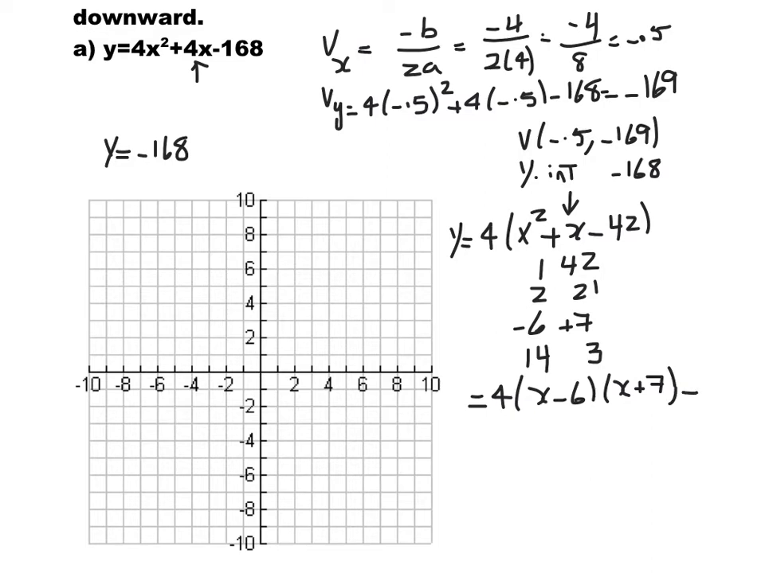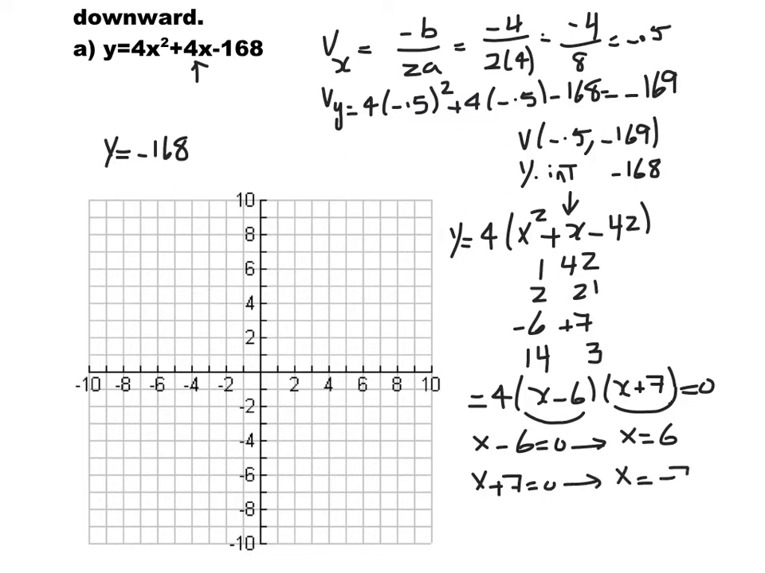Now to find the x-intercepts, we make this one equal to 0. The only possibility is either 4 is 0, which is impossible, or this is 0, or this is 0. If x minus 6 is 0, from here I get x is equal to 6. It's one x-intercept. Or x plus 7 is equal to 0, which gives us x is equal to negative 7. So the x-intercepts are 6 and negative 7. The y-intercept is negative 168, and the vertex is equal to negative 0.5 and minus 169.